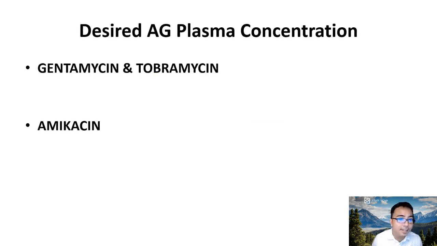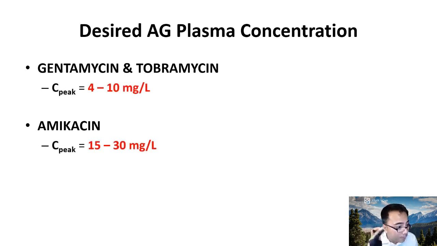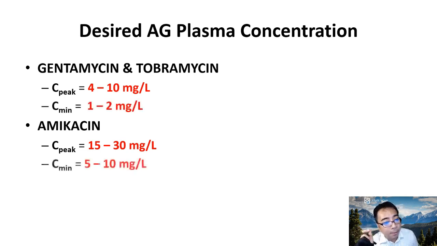Now, what is the desired aminoglycoside plasma concentration for gentamicin and amikacin? Now, as I've mentioned a while ago, class, both of these aminoglycosides have the same pharmacokinetics. The only difference is their desired therapeutic concentration. For gentamicin class, ang ideal peak is between 4 and 10 milligrams per liter. For amikacin naman class is between 15 and 30 milligrams. Now, for their desired trough concentration at steady state, gentamicin and tobramycin classes between 1 and 2, while for amikacin it's between 5 and 10.